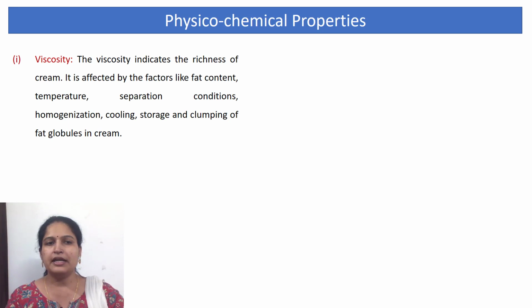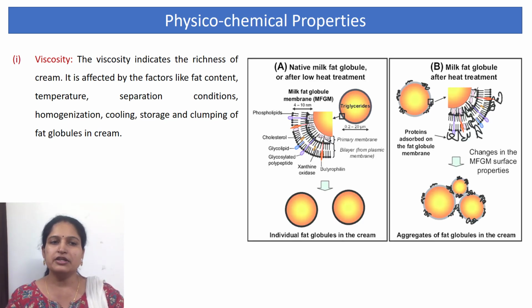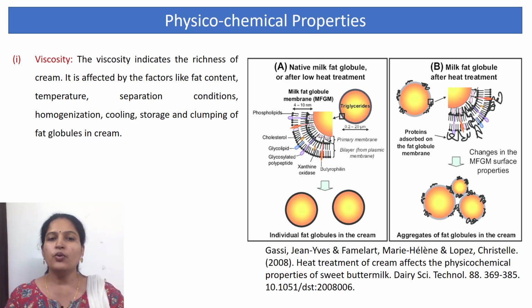Now, physicochemical properties of cream. So, the first property is viscosity. The viscosity indicates the richness of the cream. It is affected by factors like fat content, temperature, separation conditions, homogenization, cooling, storage and clumping of the fat globules in the cream. So here is a diagram which shows native milk fat globules after low heat treatment and after high heat treatment.